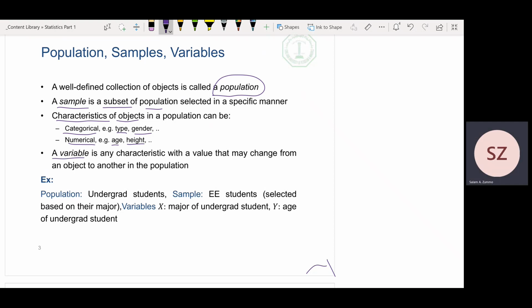Now, a variable is any characteristic with a value that may change from one object to another. For example, all of these things, the age, the height, are variables.